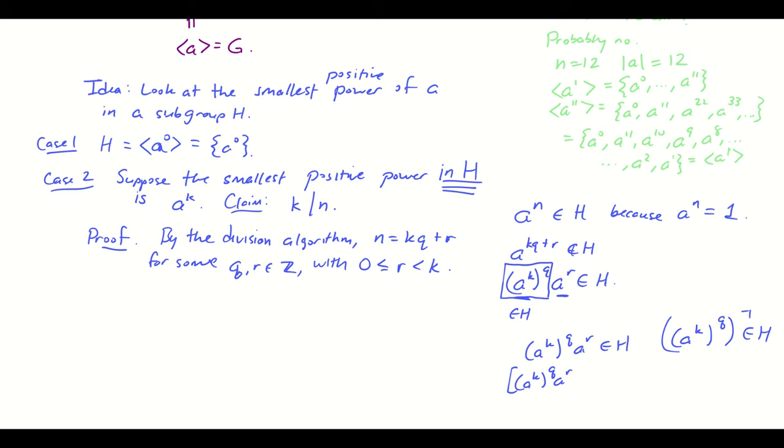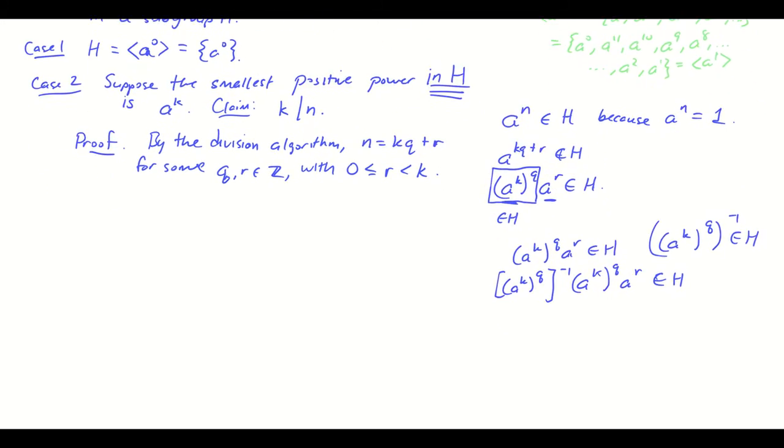Sorry, that's more than I wanted to write there. There we go. The inverse of that times a to the k to the q times a to the r. That all has to belong to H, which means that a to the r has to belong to H. And because r is less than k, and I said k was the smallest exponent that puts us in H, r has to be 0. This is by minimality of k.